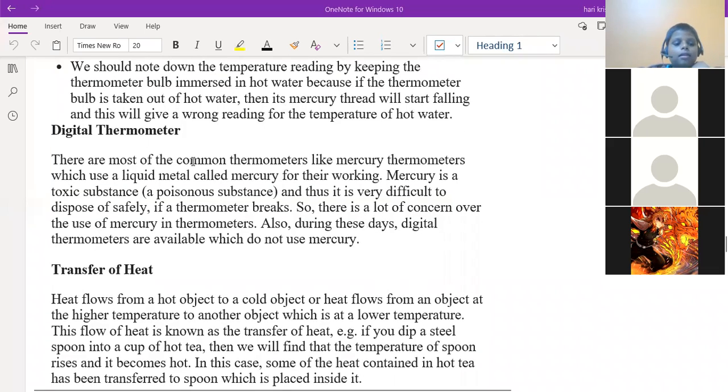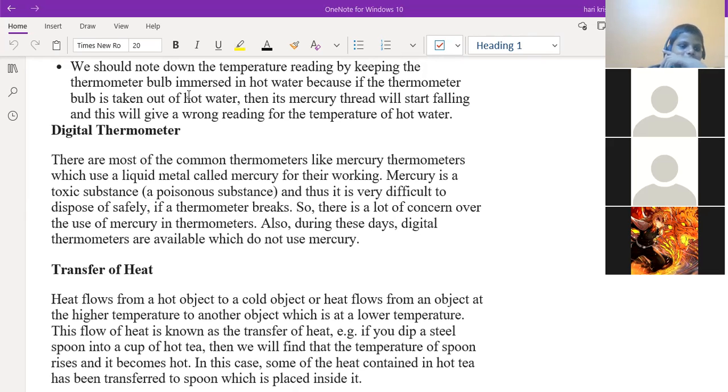So now the last one is the digital thermometer. Nowadays these are the most common. Do we use mercury in this? No, sir, we won't use it in digital thermometers. That is a safety advantage of the digital thermometer compared to the clinical or laboratory thermometers. And there are more developed ones too.